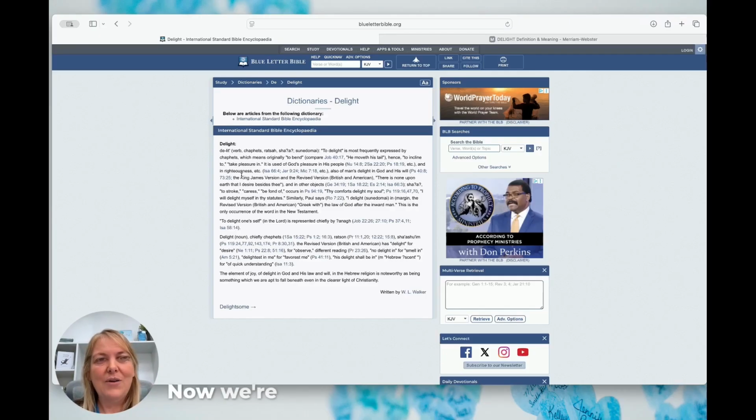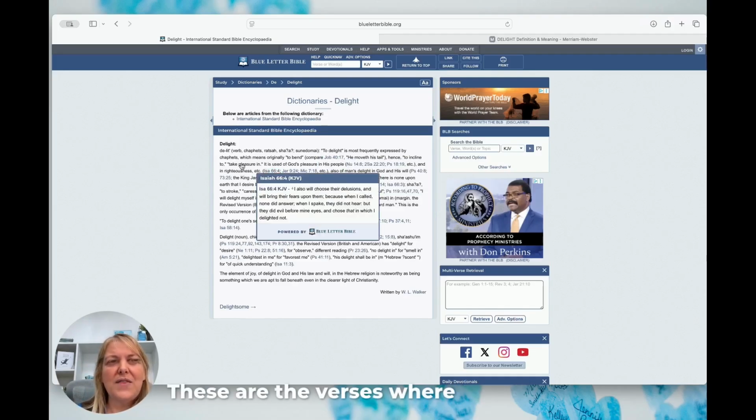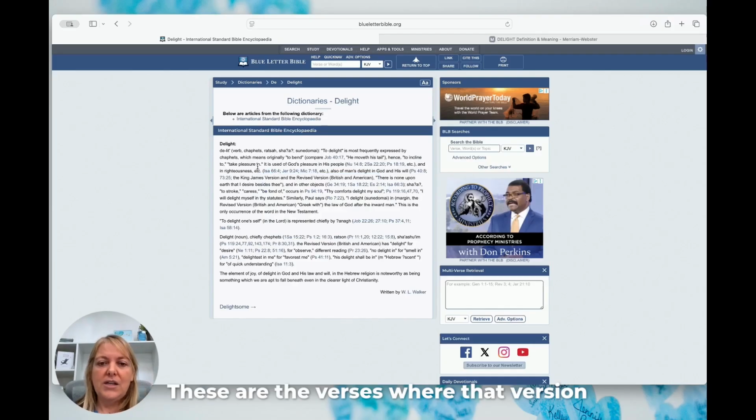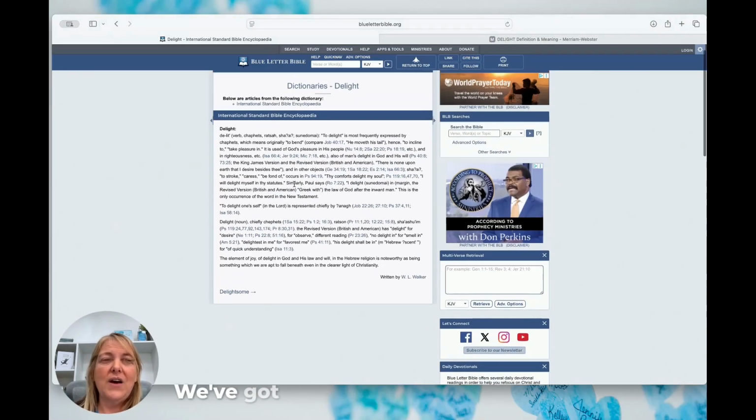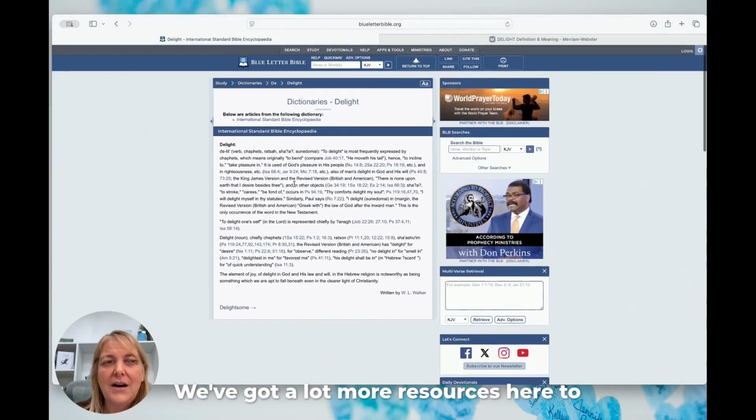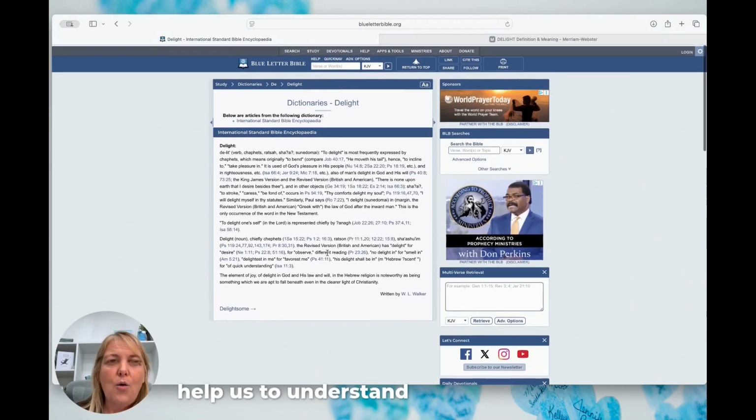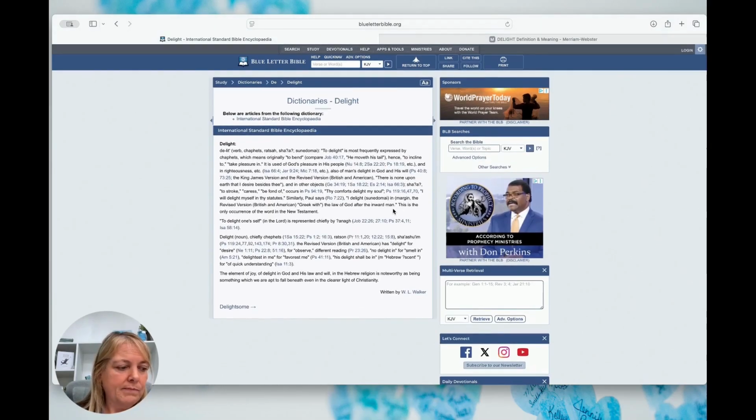There we go. Now we're getting some of it. And it tells you here these are the verses where that version of it shows up. So in Job 40:17, it's to bend. But in Isaiah 66:4, it's a man's delight in God and his will. So here we go. We've got a lot more resources here to help us understand what that word means.